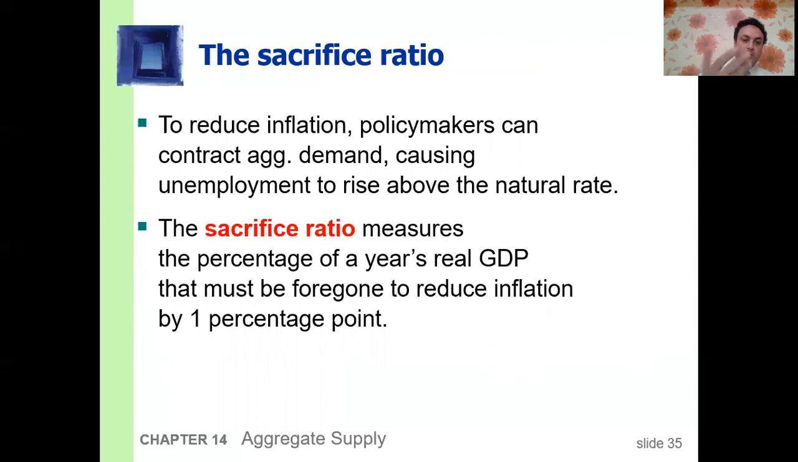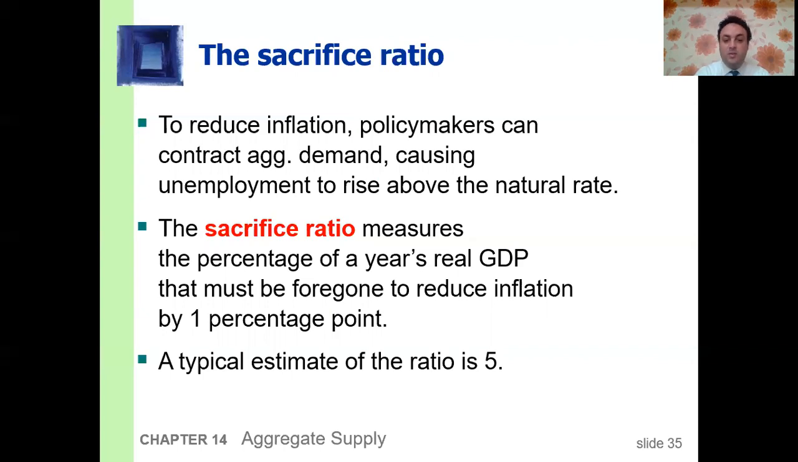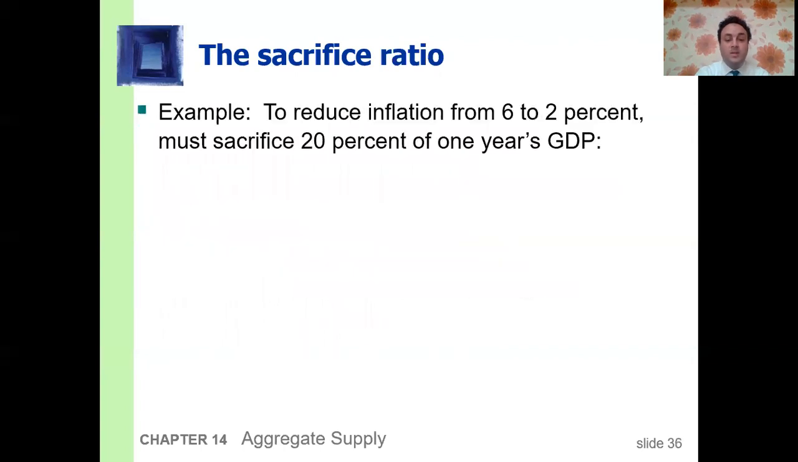This is why policymakers, to reduce inflation, can contract the aggregate demand to cause unemployment to rise above the natural rate. A typical estimate of the sacrifice ratio is 5. Example: to reduce inflation from 6% to 2%, you must sacrifice 20% of one year's GDP. How do you know that?